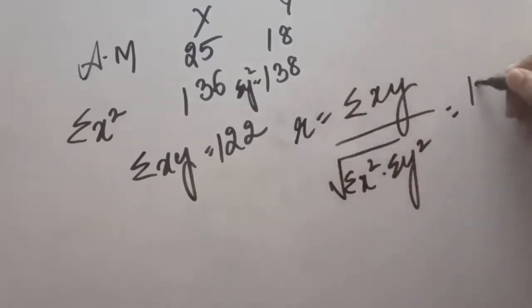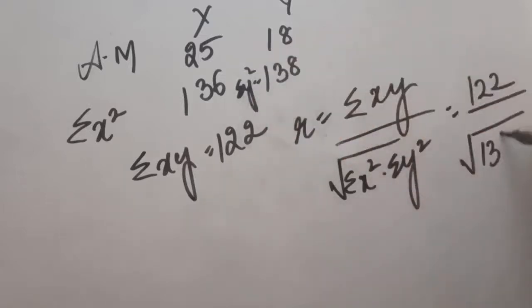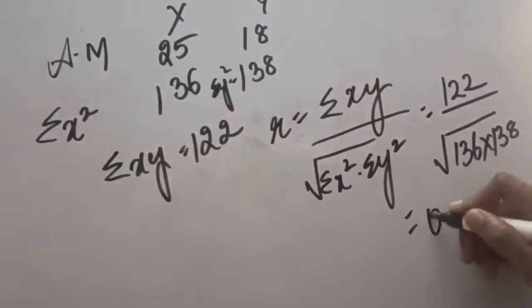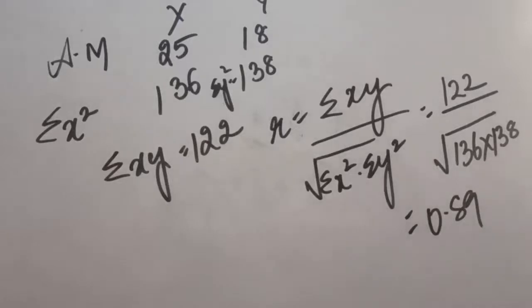So here all the information is present. Sigma x square is 136, and sigma y square is 138. We can just fill in the values, and finally when you solve this, you will get the answer like this.